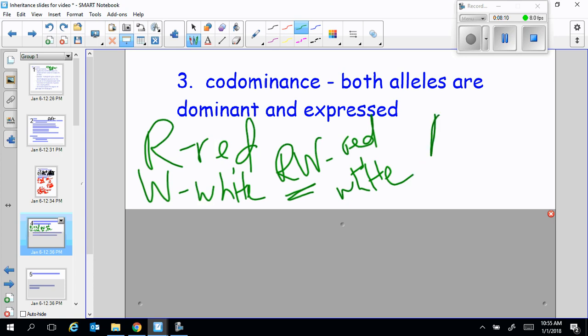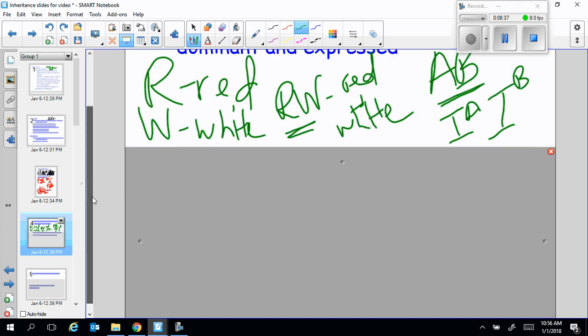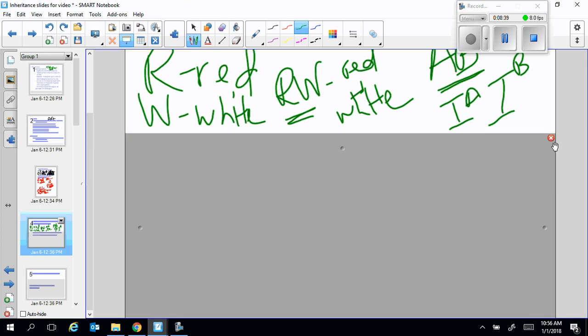Another great example is blood type. If you have AB blood, they use the capital I. It stands for immunoglobulin. It is your blood cells. Well, it's like the blood proteins. But you can have an A and a B, which would make you have AB blood. So that's another cool example of codominance. You could have two dominants for one trait.